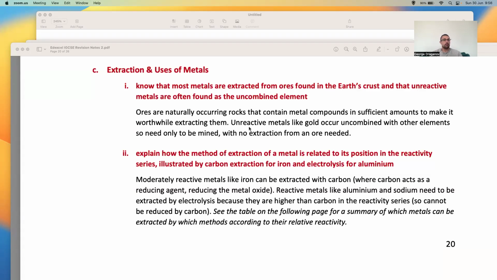Now, if a metal is very unreactive, like gold or even silver or platinum, you can just dig it up and find it in the ground. That's why gold is so expensive. There's no need to use any extraction methods. But most other metals will have combined with oxygen and formed some sort of metal oxide, and then they will need to be extracted using various methods depending on their reactivity.